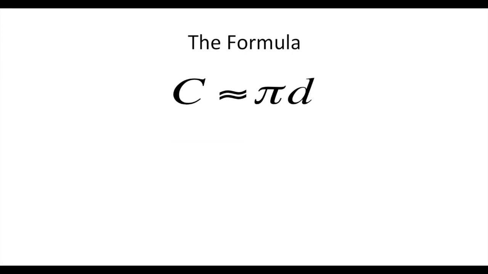So the formula. The formula is C equals pi d. Now, just to make sure we know the parts of this, the C stands for circumference, and this silly little equal sign basically represents an approximation. Because if you think about it, we can't multiply or divide pi by any number in theory, because pi goes on forever. So when we multiply or divide pi, we are only multiplying or dividing an approximation of pi.